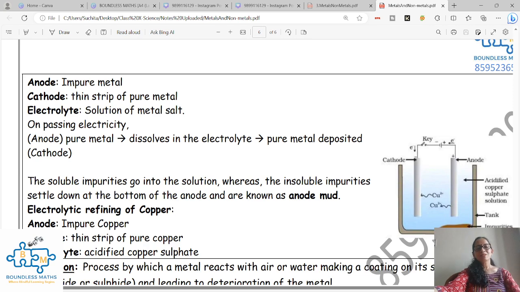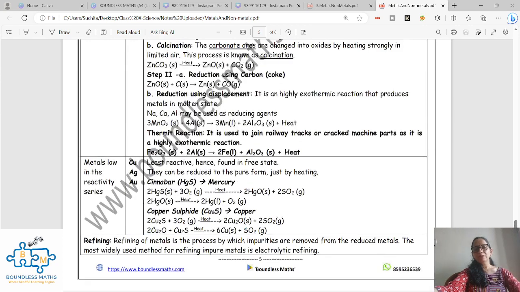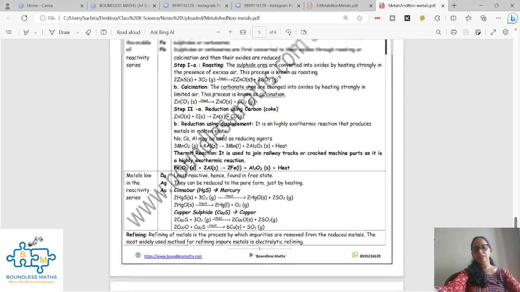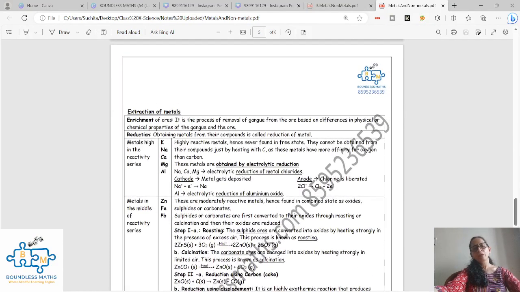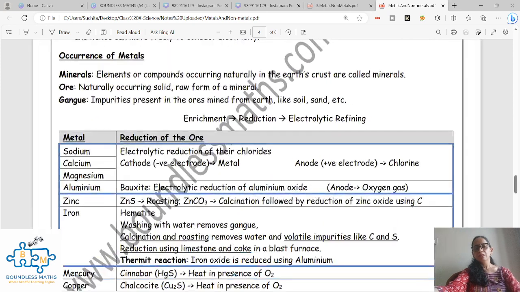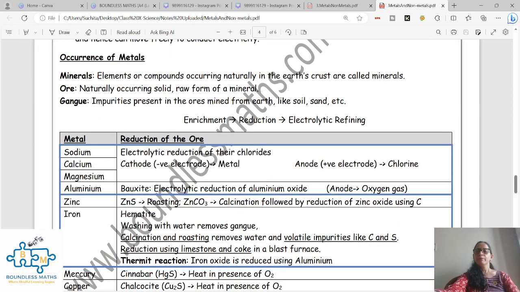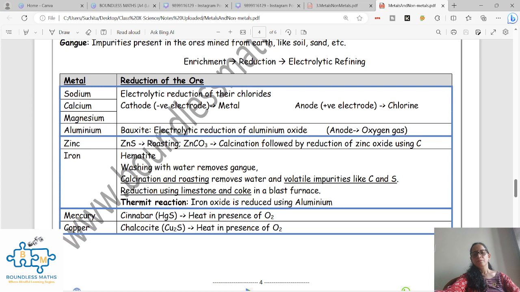Right? So this electrolytic refining is done only for metals that are in the middle of the reactivity series or lower, but not for metals that are high up in the reactivity series. They have only two steps, that is enrichment and reduction, because their reduction has been done electrolytically, so they don't need further refining. Electrolytic refining is needed only for metals like zinc, iron, copper and mercury.